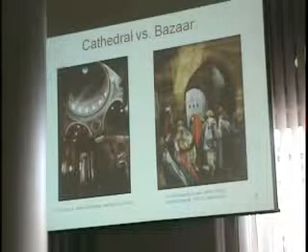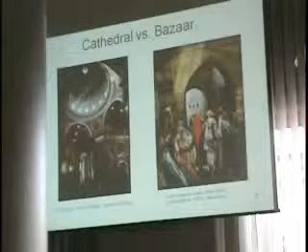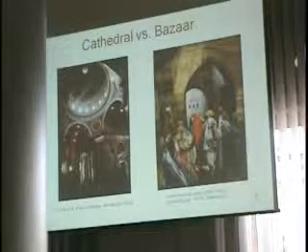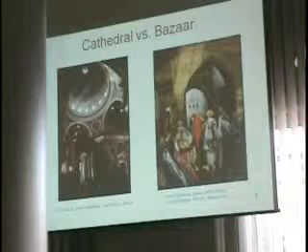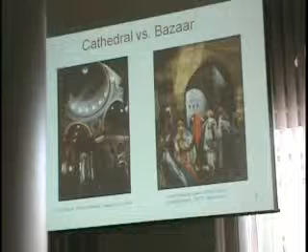The one is the bazaar, and the other one is the cathedral. As the names imply, as the metaphor implies, in the cathedral mode of software production, the process is top-down. I tell everybody what to do, and everybody follows my instructions.